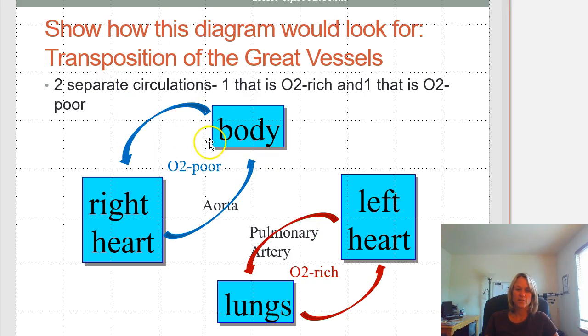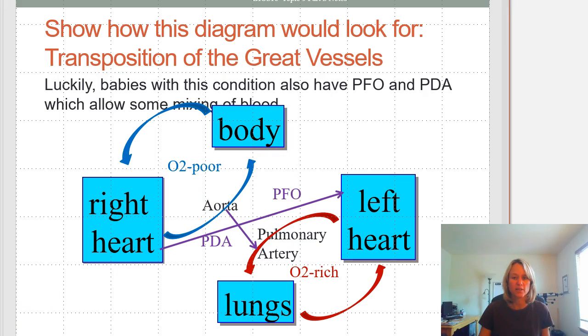The other circulation, we have oxygen poor blood returning to the right heart via the veins, and then the right heart pumps that deoxygenated blood to the body. So two separate circulations. Now survival would not be possible without medical intervention and without some other shunts that are going to allow some mixing of the blood between these two separate circulations.